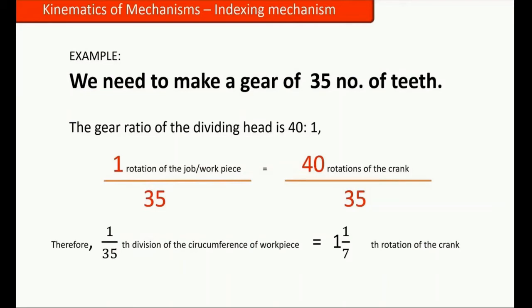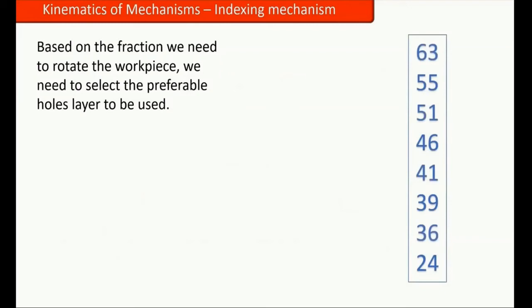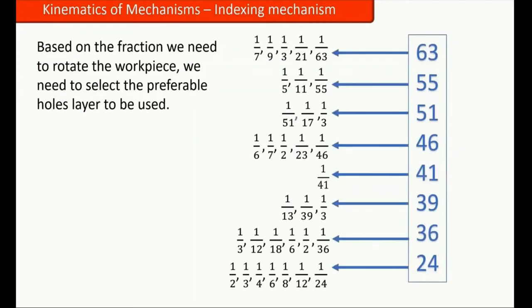So when we rotate the crank 1/7 times, we will get the next position of the successive cuts. So every time we need to rotate the spindle for the next cut, we need to rotate the crank by 1/7 rotations. So we got a fraction of the number of rotations of the crank. Then how do we do this? First we need to select the hole layer or the circle of holes which we should use. These are the different hole circles that are present on the index plate in our example, and these are the possible fractions of rotations that each hole circle gives. Using 63, these fractions of rotations of the crank are possible, and so on for every circle of holes.